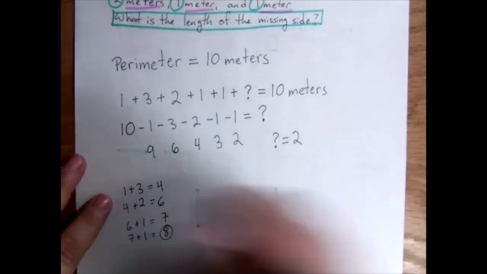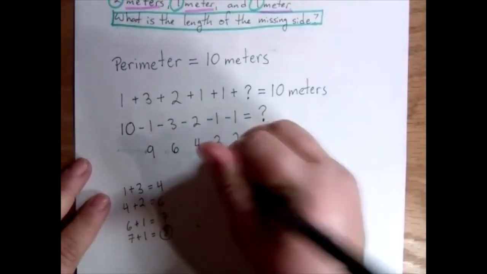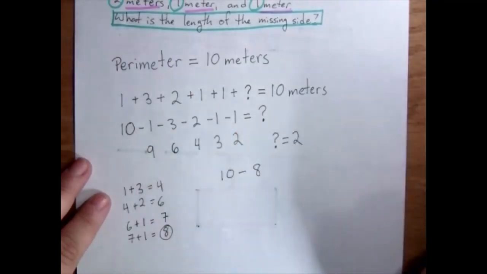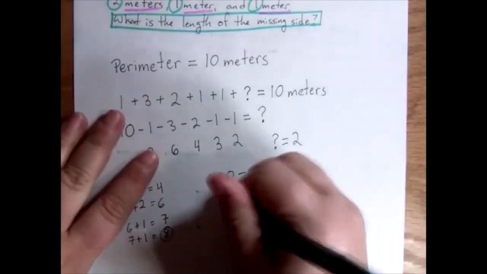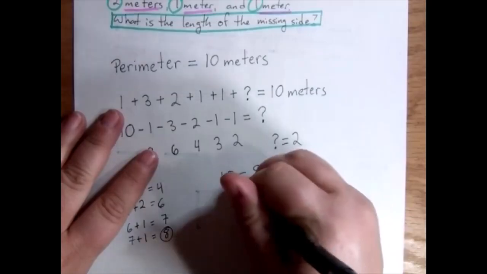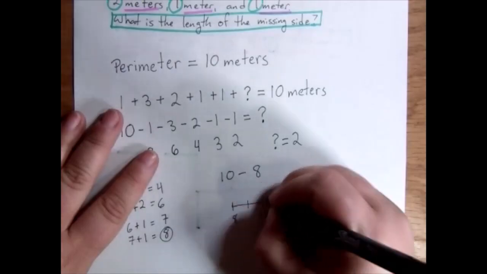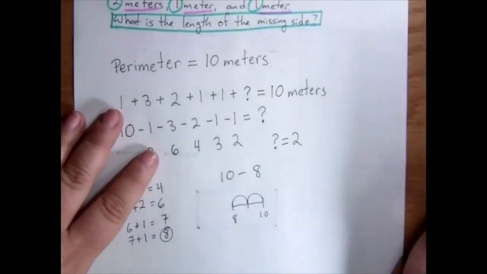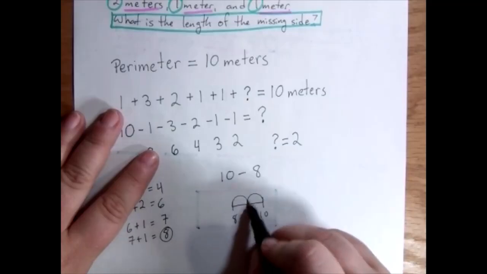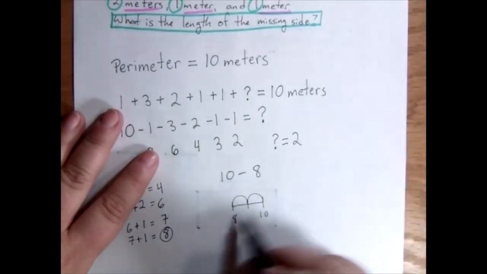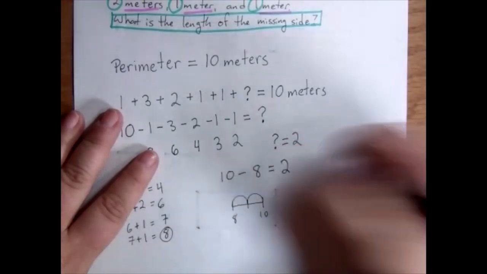So now I can take this number and subtract it from our known perimeter. 10 minus 8. Well, if I think back about my number line, I can think where 10 is, and I can think where 8 is on a number line. Okay, and I think, okay, well, they're just 2 jumps apart. So I know that to get up to 10 from 8 is 1, 2 jumps, or to get from 10 to 8 is 2 jumps down. So 10 minus 8 is equal to 2.